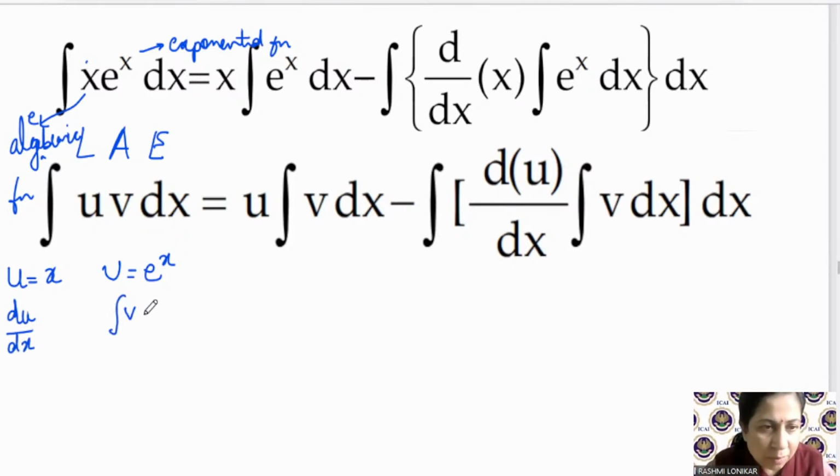And can you tell me how much is integral v dx, which is equal to integral e raised to x dx? You know the rules? Yes, quickly, very quickly, just put it in the chat box. How much is du by dx? What is the derivative of x?